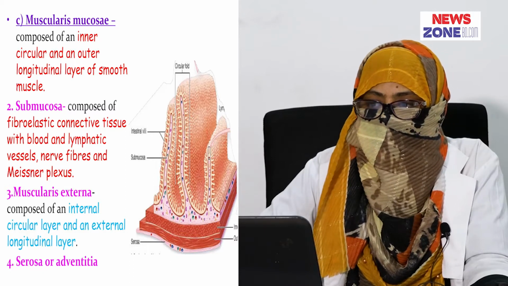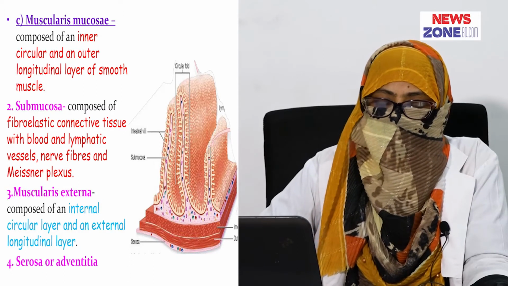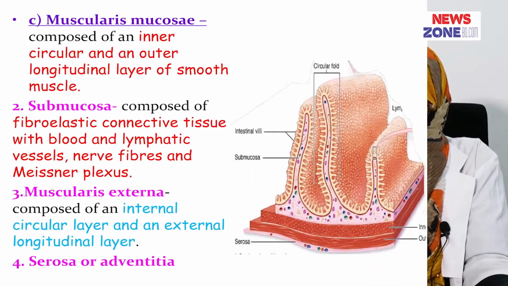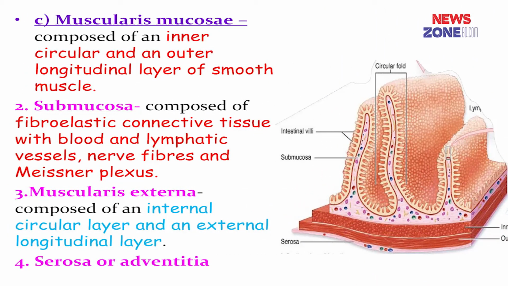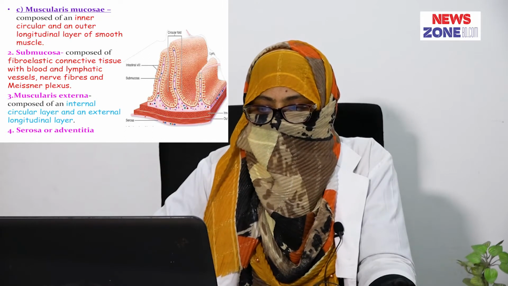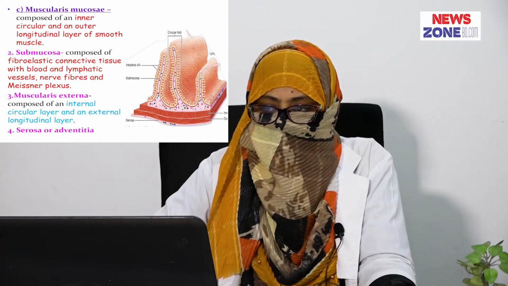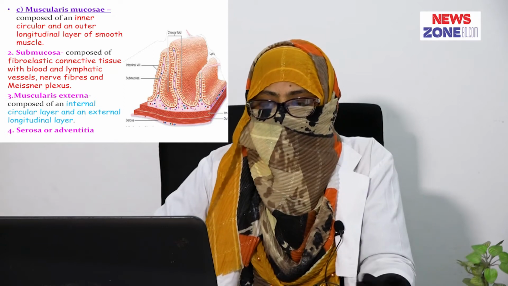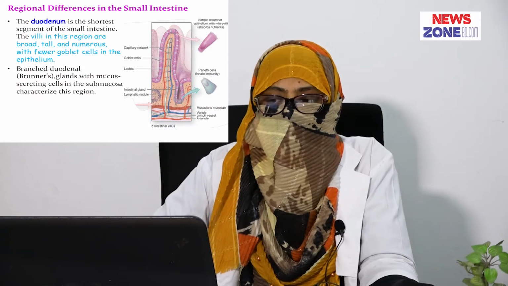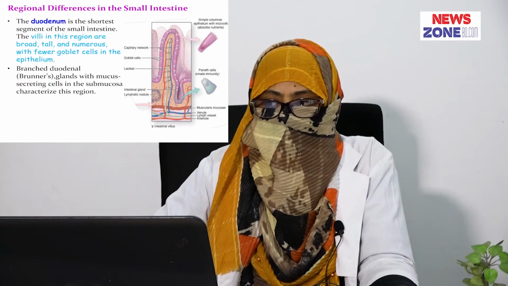And the muscularis mucosa. Muscularis mucosa is composed of an inner circular layer and an outer longitudinal layer of smooth muscle. After the mucosa, the submucosa is composed of fibroelastic connective tissue with blood and lymph vessels, nerve fibers and the submucosal plexus. The muscularis externa is composed of an internal circular layer and an external longitudinal layer, and the outermost layer is the serosa or adventitia. So, these are the common features for the three segments of the small intestine.